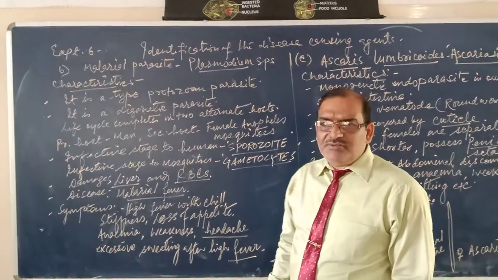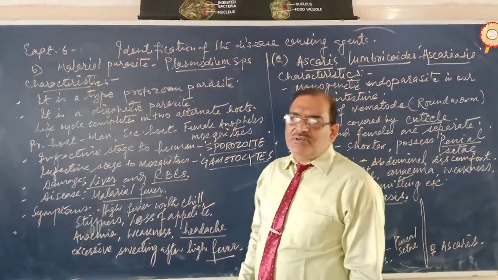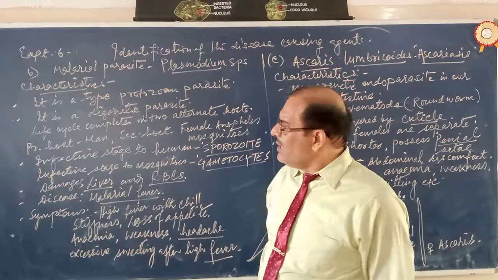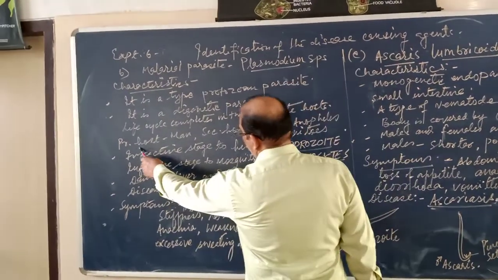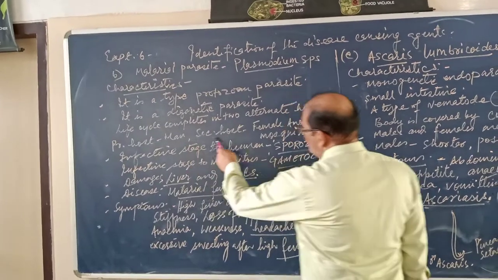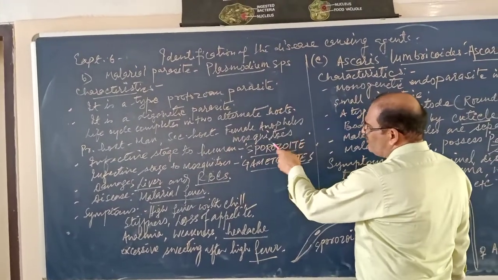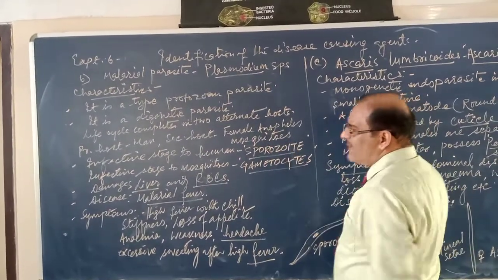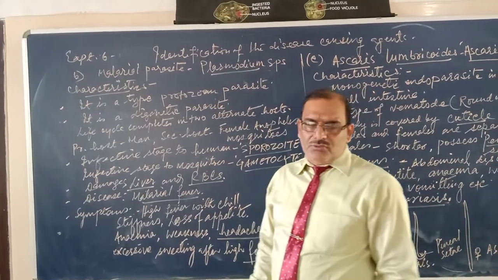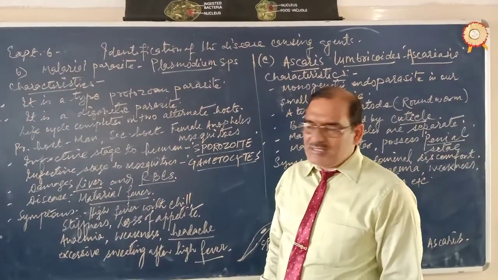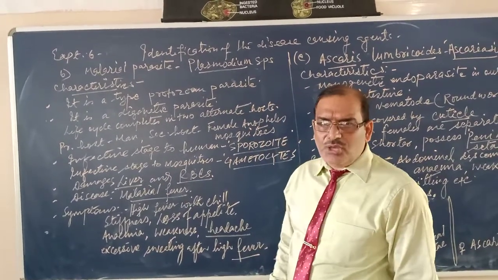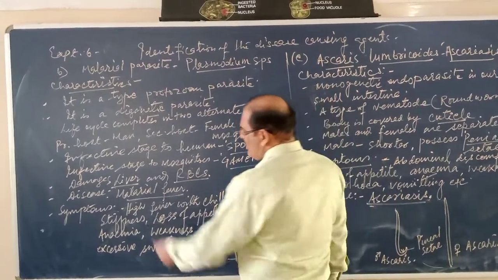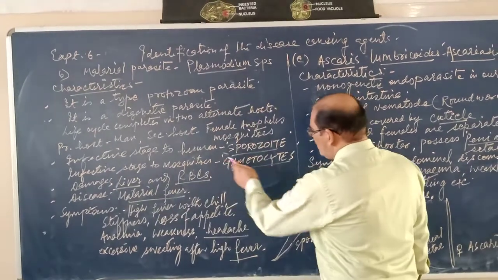Means the life cycle completes in two hosts, in alternate hosts. Who is the primary host? Primary host is man, and secondary host is female Anopheles mosquito. So this is caused by the bite of female Anopheles mosquito, who is the carrier of this disease. Now the infective stage. At what stage does it cause infection to human beings? The infective stage of Plasmodium to human is sporozoite.